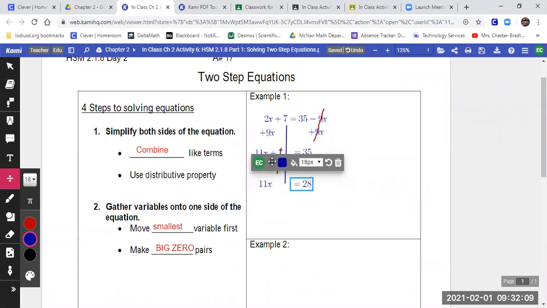Okay, so I handled all of the adding and subtractings. I made the big zeros, okay? I now have to undo this 11 with the X. I now have to make the 11 go away. What does the 11X mean? What math operation does that mean? If I stick a number with a letter, what math operation does that mean? Adding, subtracting, multiplying, or dividing?